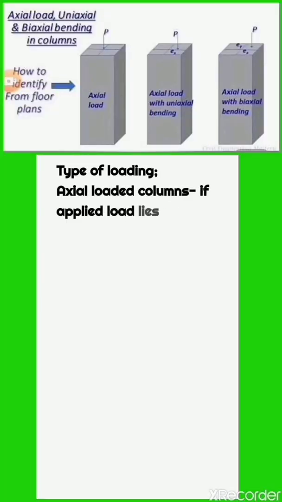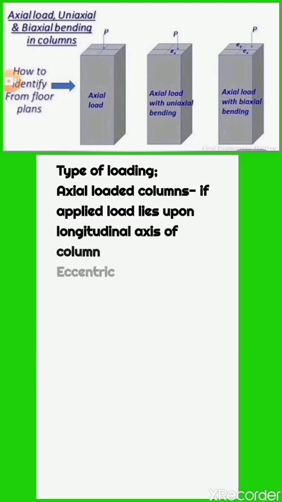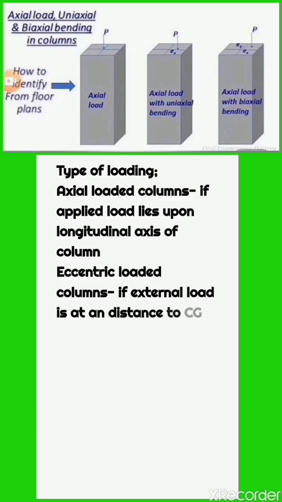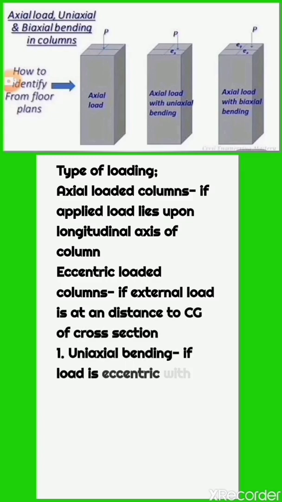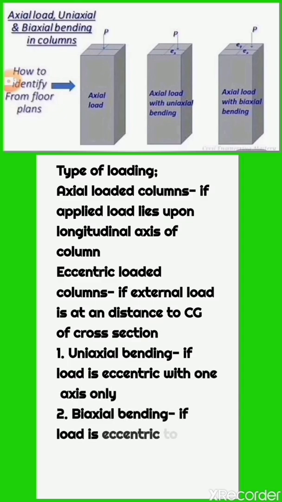Classification based upon type of loading. Axial loaded columns: if the applied load lies upon the longitudinal axis of the column. Eccentric loaded columns: if the external load is at a distance from the cg of the cross section.